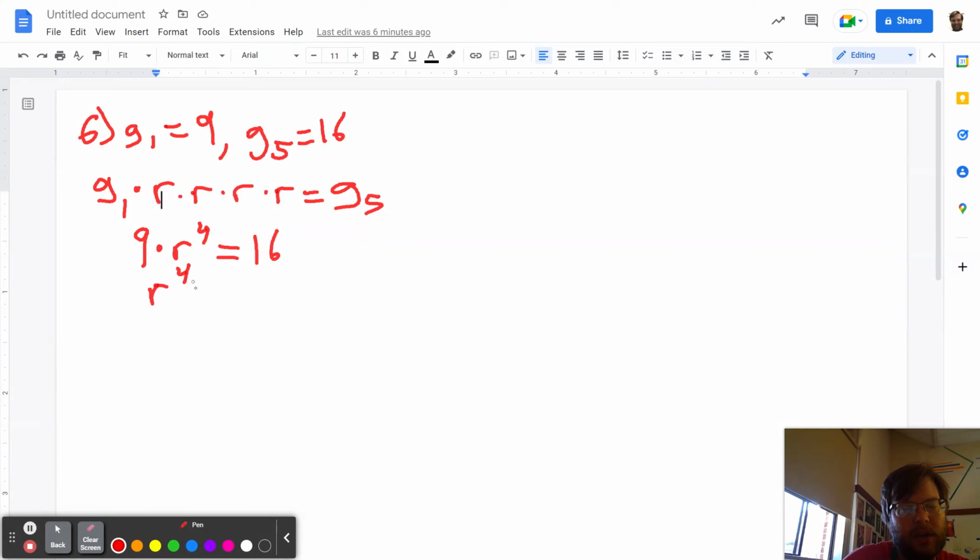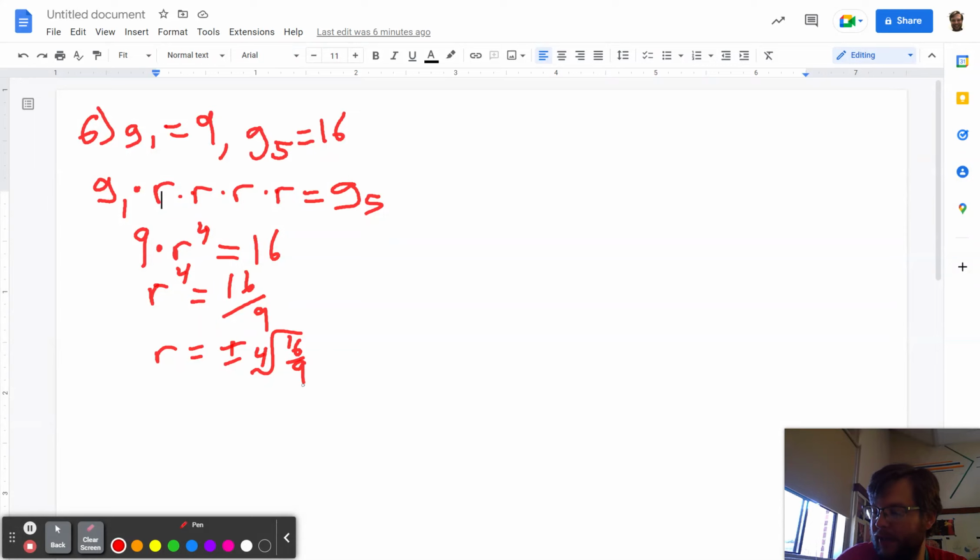And then I can solve for r by dividing by 9, and then by taking the fourth root. And when it's an even power, you get a positive and a negative result. So we have plus or minus here, the fourth root, 16 over 9. Then you can substitute that back in because the question asks you to say what the seventh term is. So the seventh term, G7, is going to be the first term times r to the sixth. So I'll take that plus or minus fourth root of 16 over 9 and raise that to the sixth power.